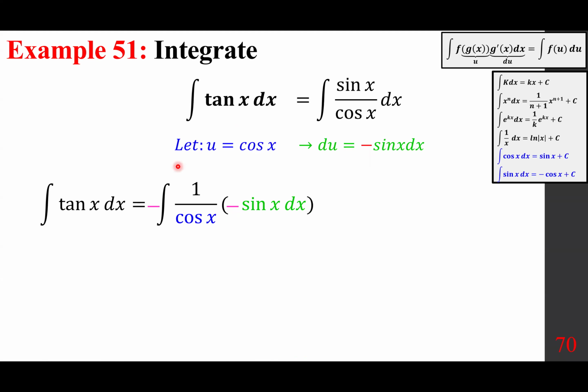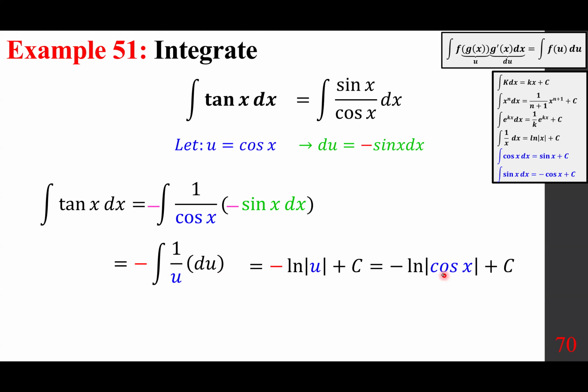Therefore, we have minus the integral of this is du over u. 1 over u times du, or du over u, which is a natural log. So minus natural log of u plus a constant, and you replace it with cosine.